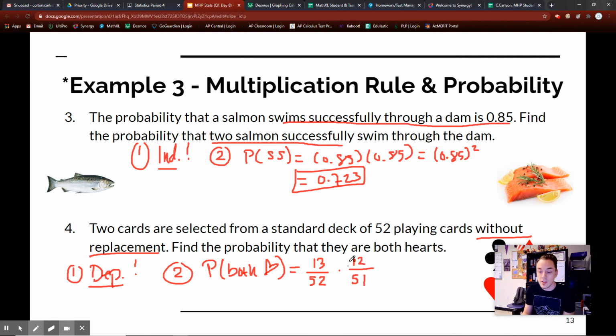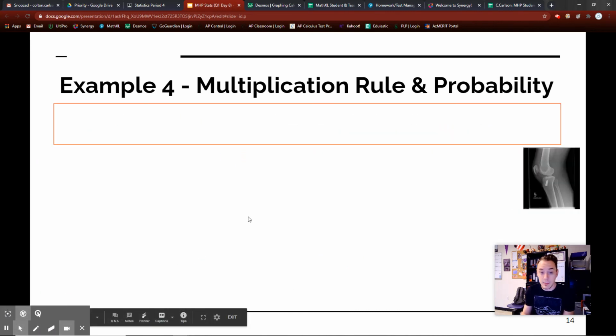Okay, so one less heart in the deck and one less card in the whole deck, so 12 out of 51. This reduces down to 0.059. Okay, sweet. All right, I'm going to erase this, and I'm going to continue doing just examples with the multiplication rule, okay?